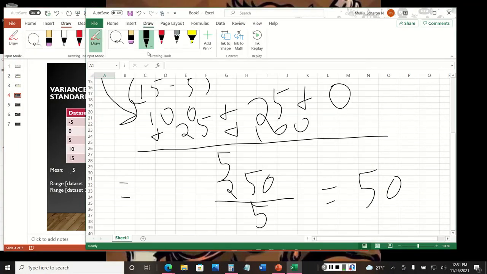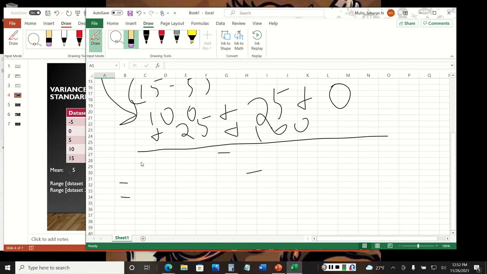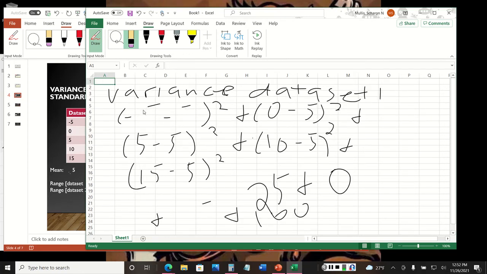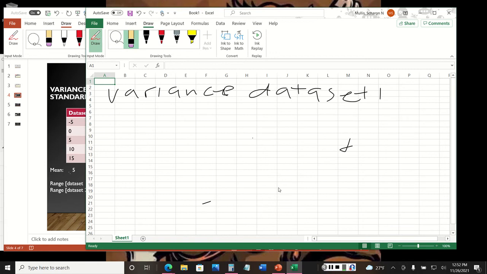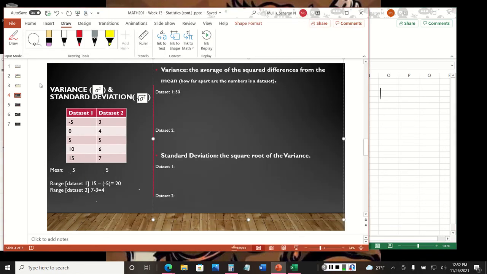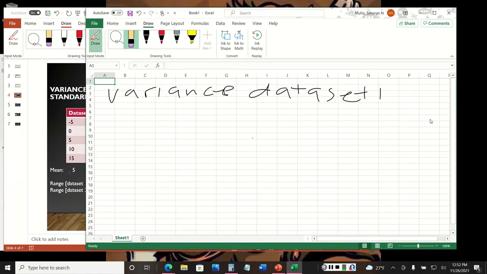Now we're going to calculate the variance for data set 2. And I'm going to use the same method that I did for data set 1, where I subtract the mean from each number. And we know the mean for data set 2 is 5. And I'm going to change this to 2.